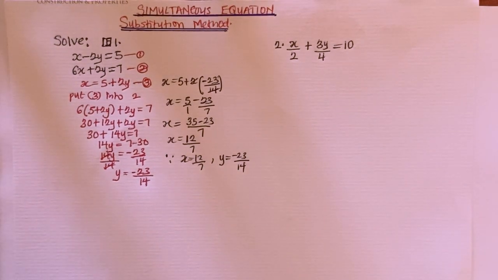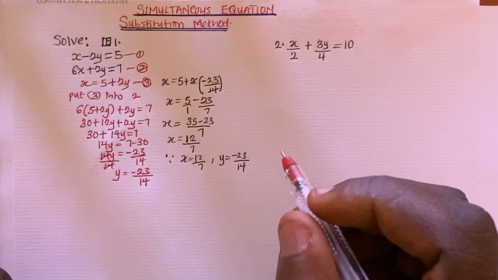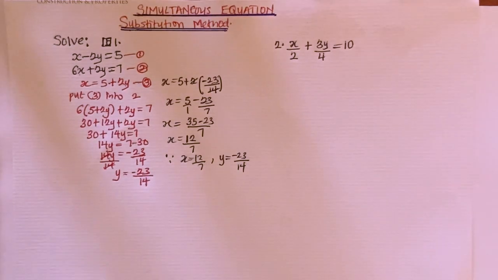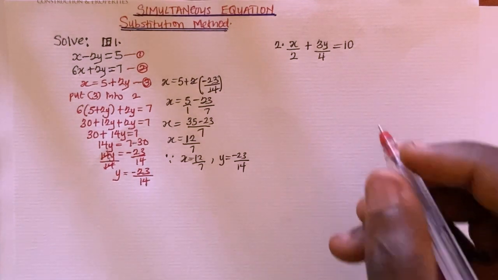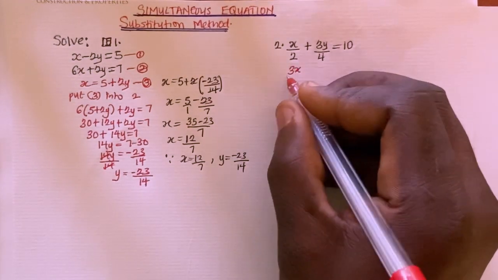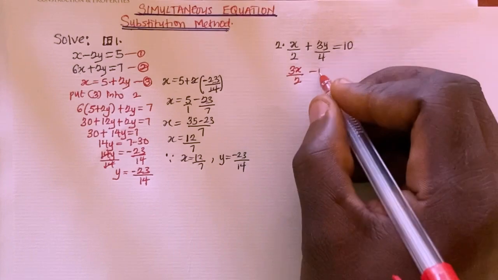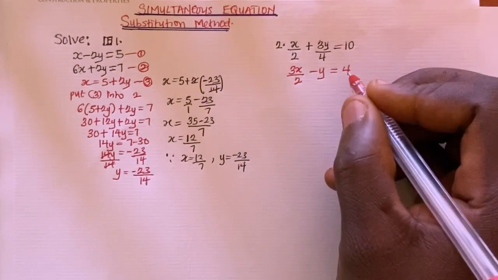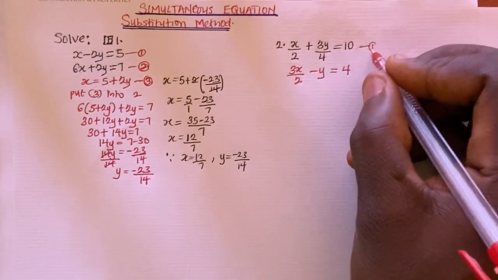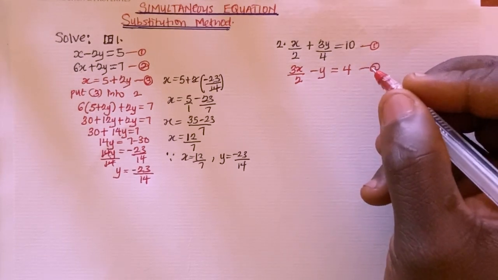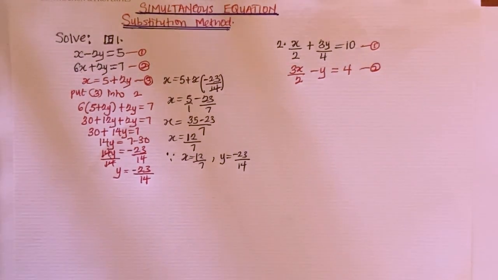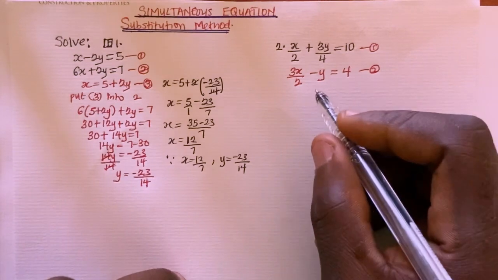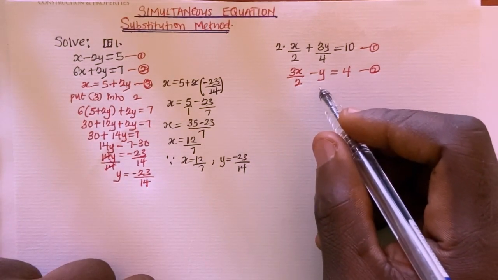The second question says x divided by 2 plus 3y divided by 4 equals 10, and at the same time the second equation says 3x divided by 2 minus y equals 4. So this is the first equation and this is the second equation. Now from the second equation, I can easily see that I can make y the subject of the formula in this case.